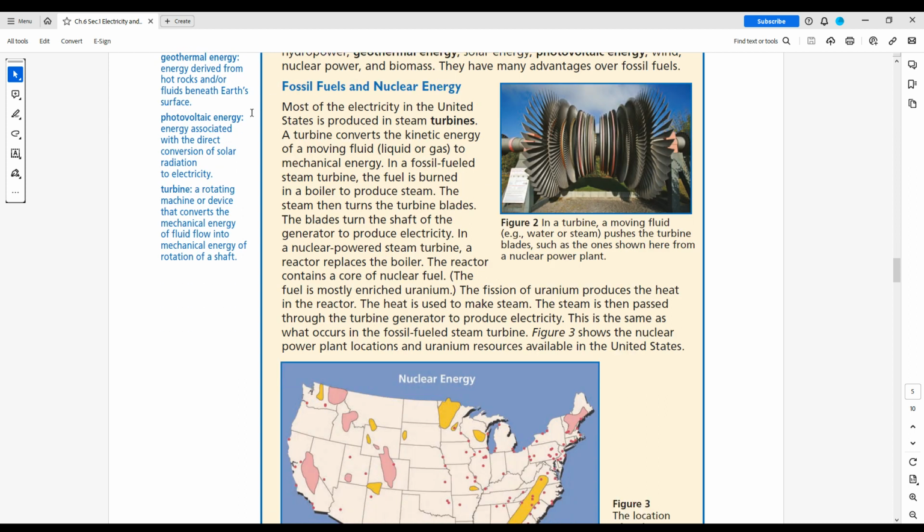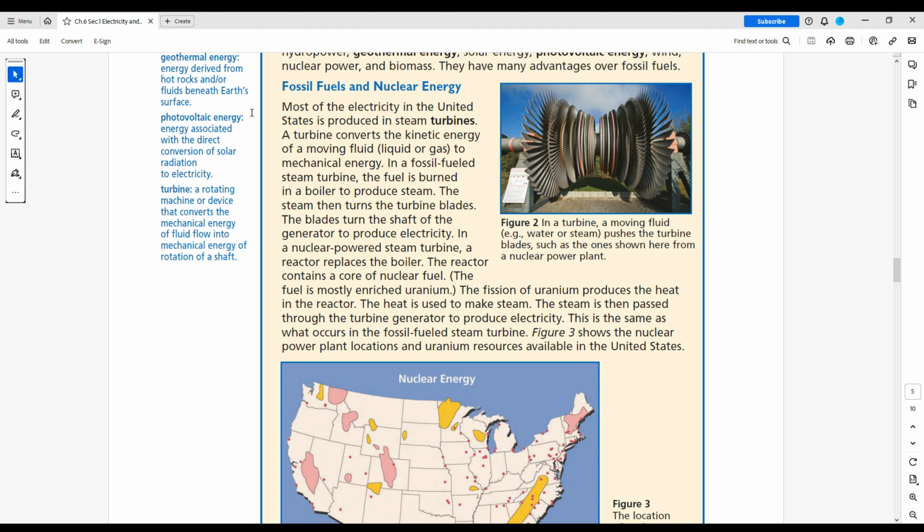Fossil fuels and nuclear energy. Most of the electricity in the United States is produced in steam turbines. A turbine converts the kinetic energy of a moving fluid to mechanical energy. In a fossil-fueled steam turbine, the fuel is burned in a boiler to produce steam. The steam then turns the turbine blades. The blades turn the shaft of the generator to produce electricity.